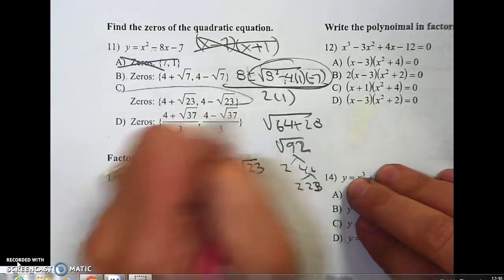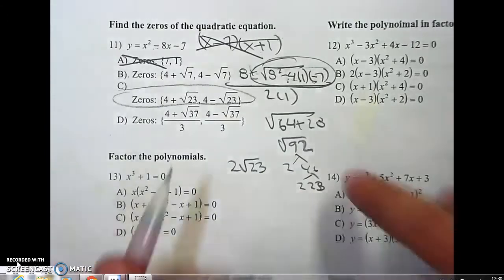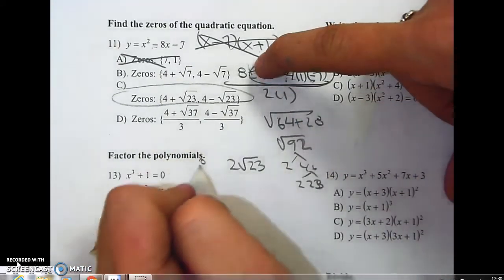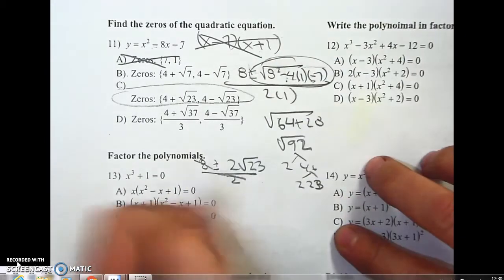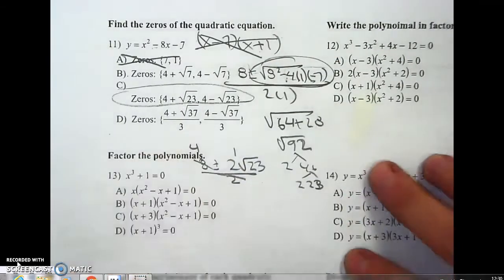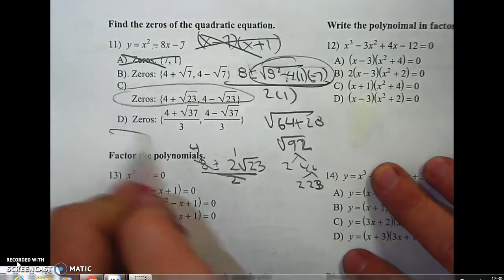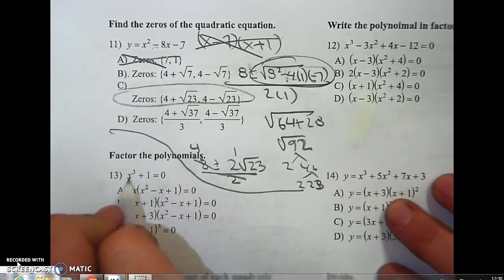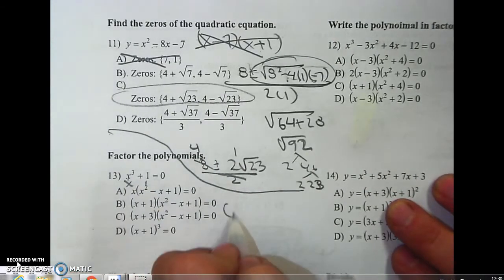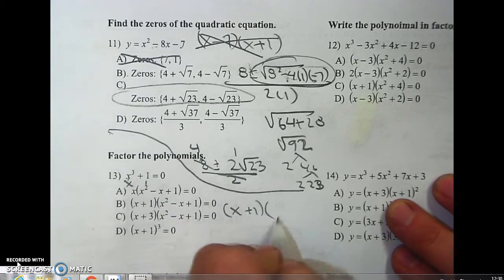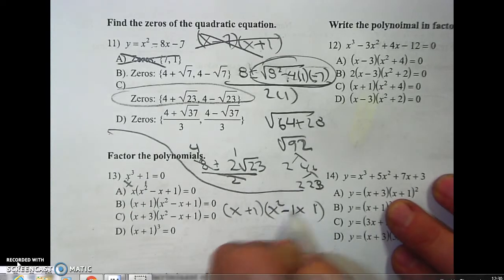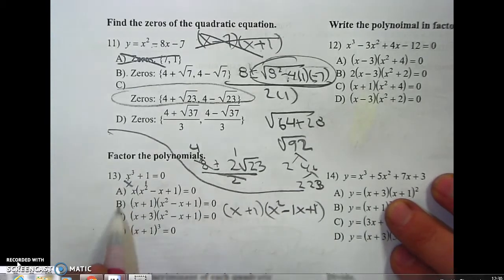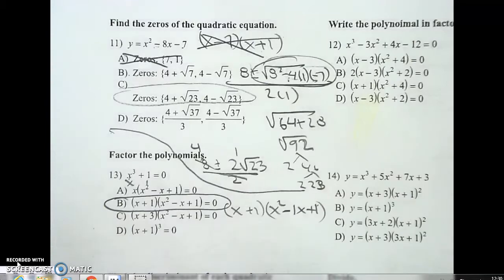So the one that has 2 rad 23 is this. But just to make sure, let me make 100% sure, because we know I make mistakes. If I divide by 2, I get 4, 1, and that lends itself to C. Number 13 is the sum of cubes. Little parenthesis, big parenthesis. Square the first guy, square the last guy, put them together. And that lends itself to letter B.